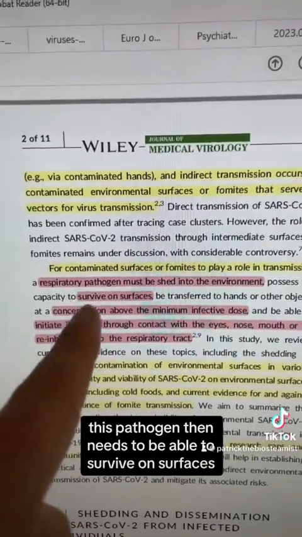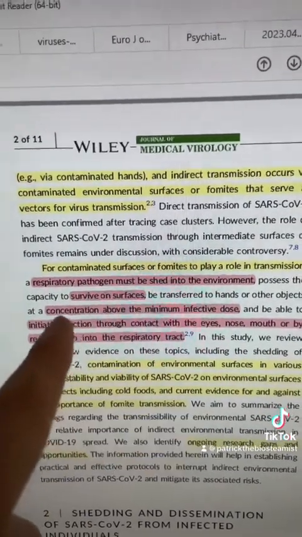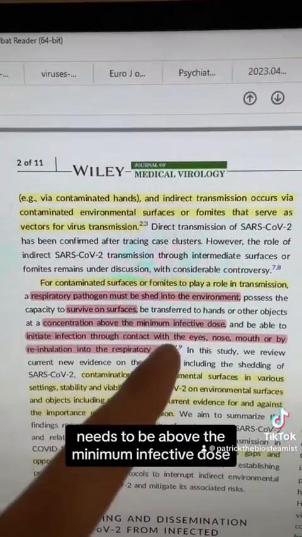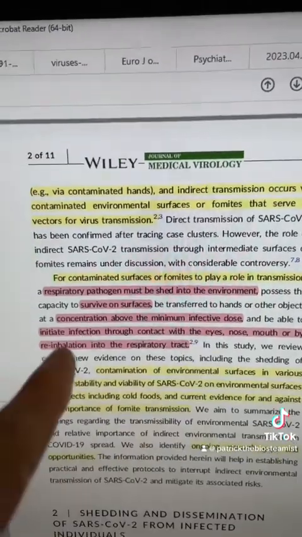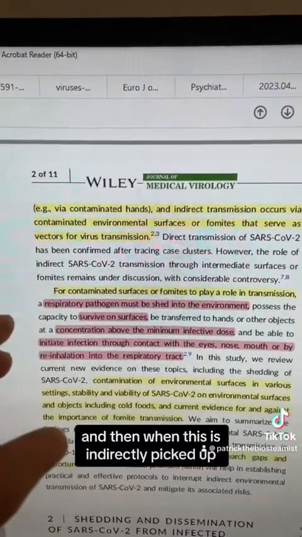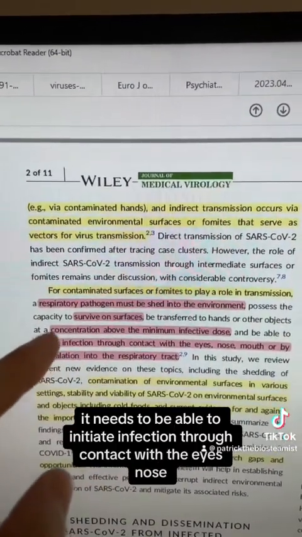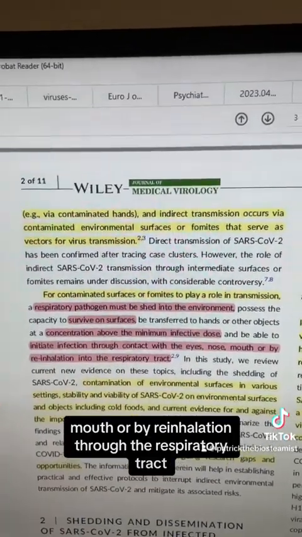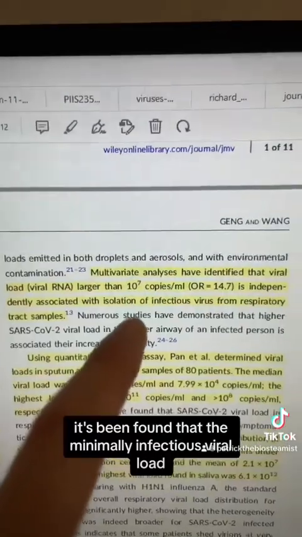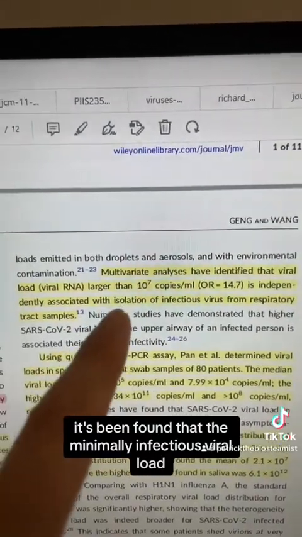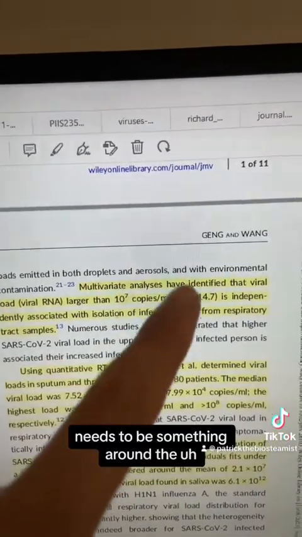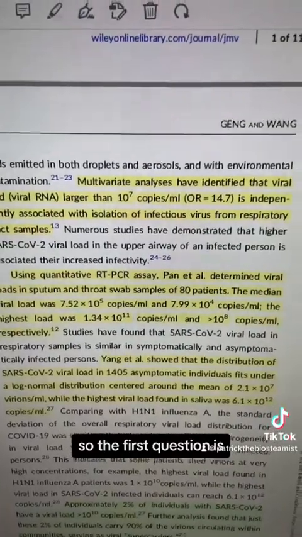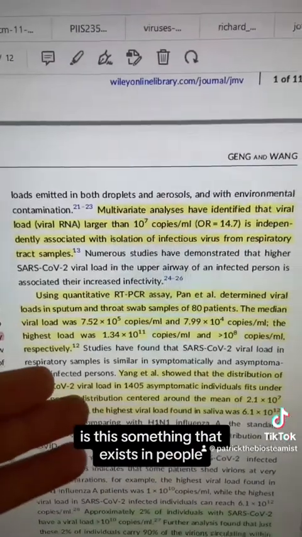This pathogen then needs to be able to survive on surfaces. The concentration at which it exists in the environment needs to be above the minimum infective dose. And then when this is indirectly picked up, it needs to be able to initiate infection through contact with the eyes, nose, mouth, or by re-inhalation through the respiratory tract. It's been found that the minimally infectious viral load needs to be around 10 to the 7 copies of RNA per milliliter. So the first question is: does this exist in people?